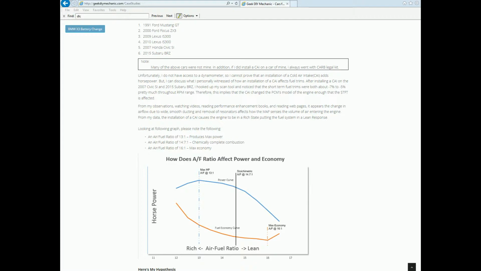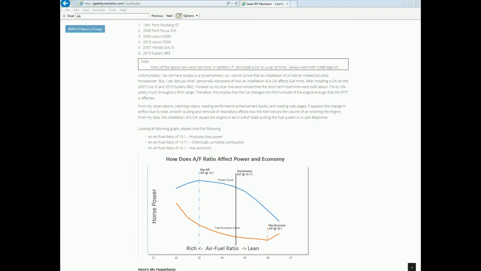So, it appears the installation of the cold air intake changed how the air flows past the mass air sensor and/or through the intake manifold. Somehow, this change to the system caused the actual engine response to differ from the model defined in the PCM. The minus 7% short-term fuel trim indicates that in closed loop, the PCM is being told by the O2 sensors that the exhaust stream is too rich.